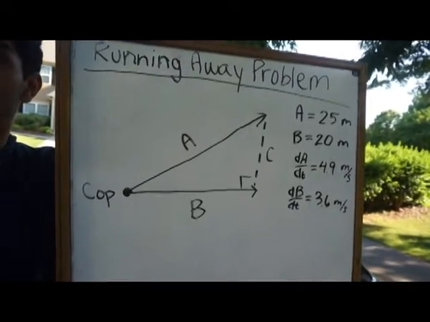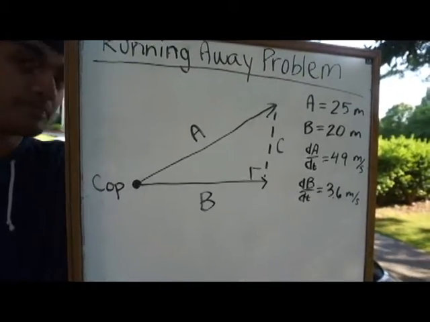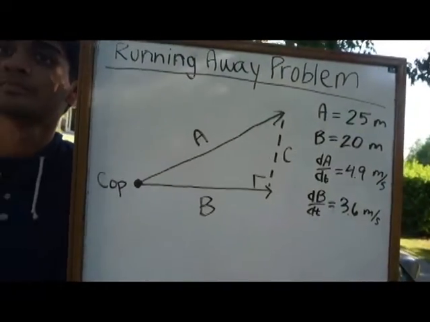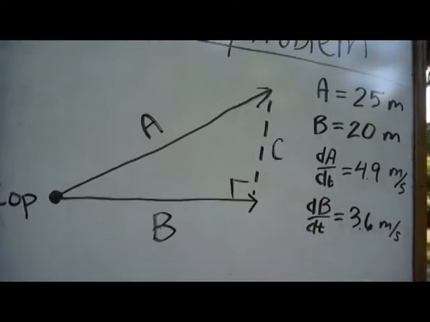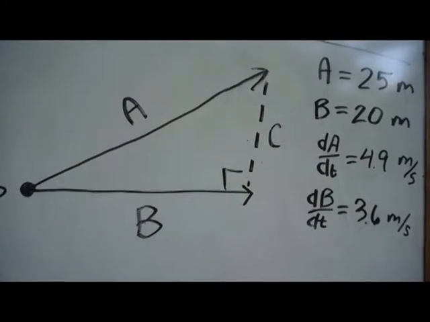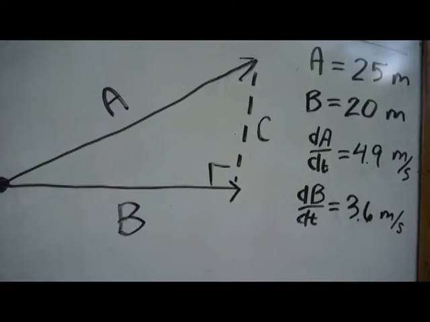After a confrontation, two criminals run away from a cop in different directions as shown. Criminal A runs 4.9 meters per second, while criminal B runs 3.6 meters per second. At what rate is the distance between the two changing when criminal A is 25 meters away from the cop and criminal B is 20 meters away from the cop?